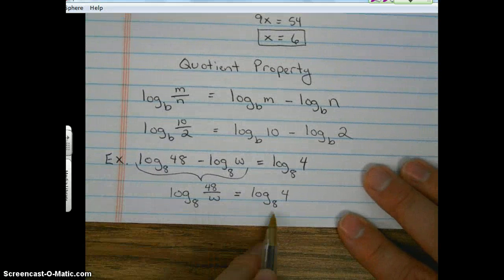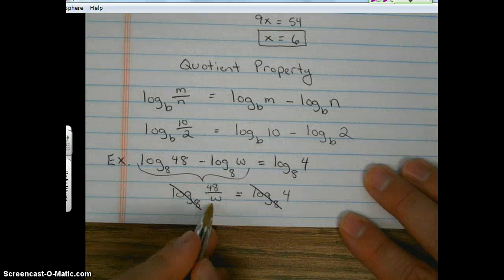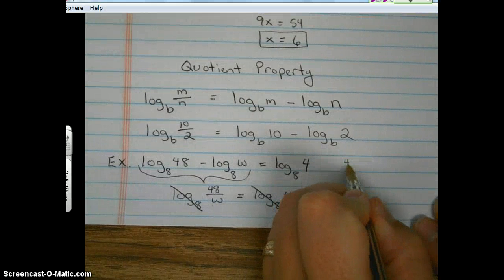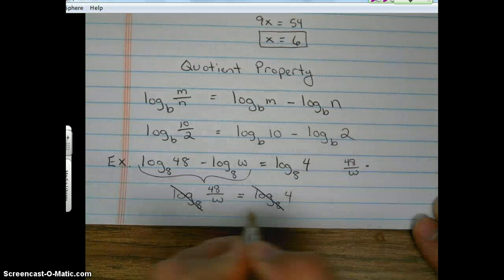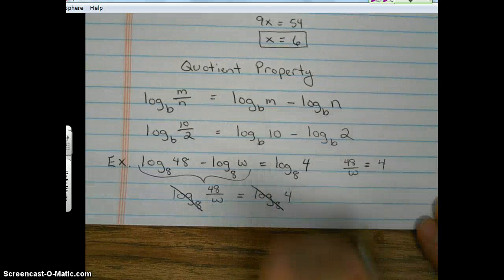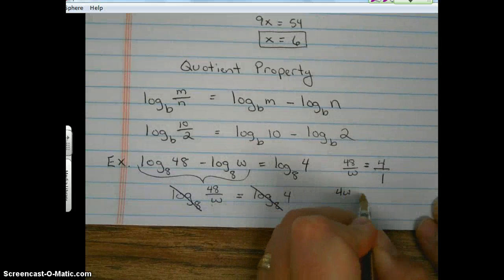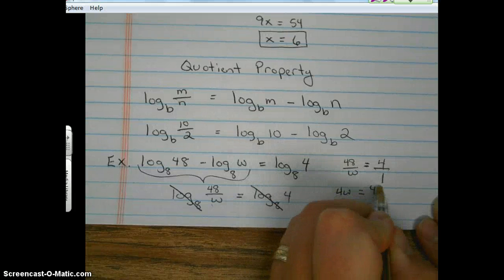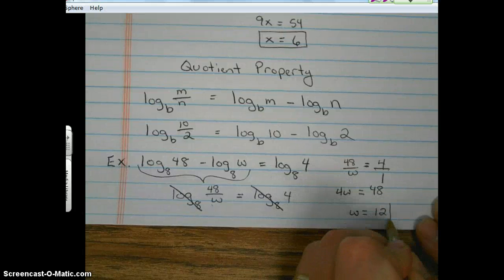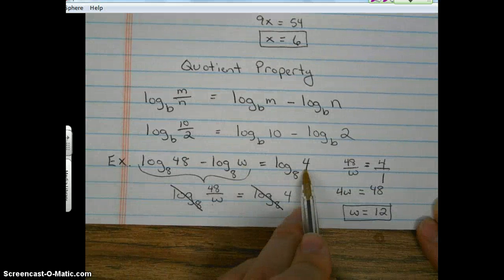Since the bases are the same, we can cancel them. So we get 48 over w is equal to 4. Now we want to solve for w. So cross multiplying, we get 4w equals 48. Dividing by 4, we get w is equal to 12. Makes sense. 48 divided by 12 is 4.